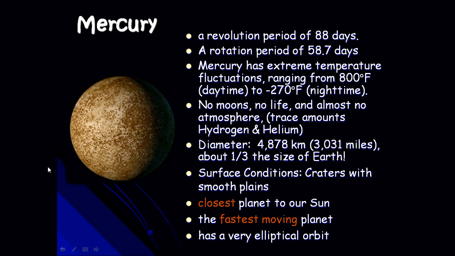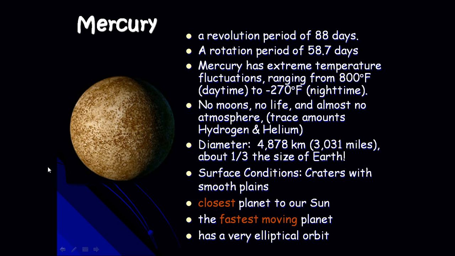It has no moons, it supports no life, and there's almost no atmosphere, although you can say that there are trace amounts of hydrogen and helium. Just trace amounts, not a lot. The diameter is roughly 4,878 kilometers, or 3,031 miles, and that's about 1/3 the size of Earth. The surface conditions consist of craters with smooth plains, very similar to our Earth's moon.